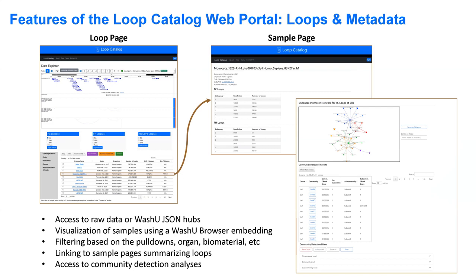And we also provide the community detection analysis where the loops are connected together into a graph, and we're able to find communities where genes can be interacting with multiple enhancers or genes with other genes, and so on.